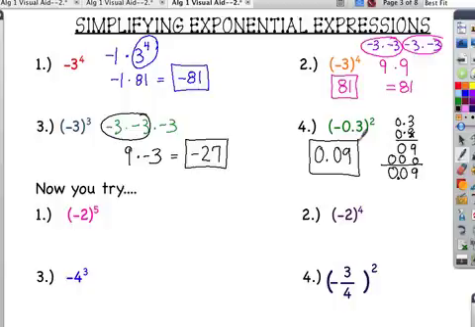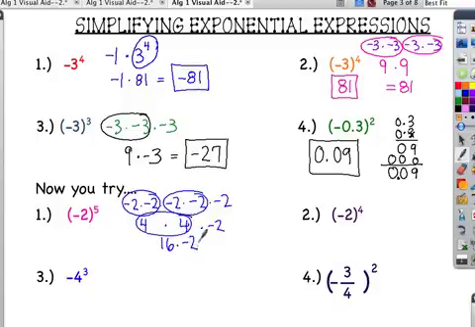Pause the screen and try the 4 questions on your own and resume when you're ready. Number 1. Negative 2 in parentheses raised to the 5th power. Because my exponent is odd, I know that I'm going to end up with a negative answer despite the fact that it's in parentheses. So I have negative 2 times negative 2 times negative 2 times negative 2 times negative 2. This makes 4, and this makes 4, and then I also have my negative 2. 4 times 4 is 16, and 16 times negative 2 is negative 32, our final answer.